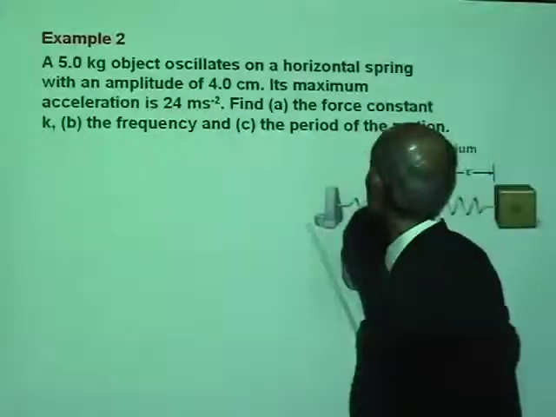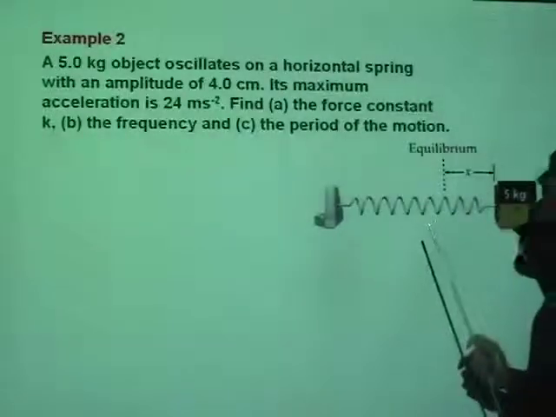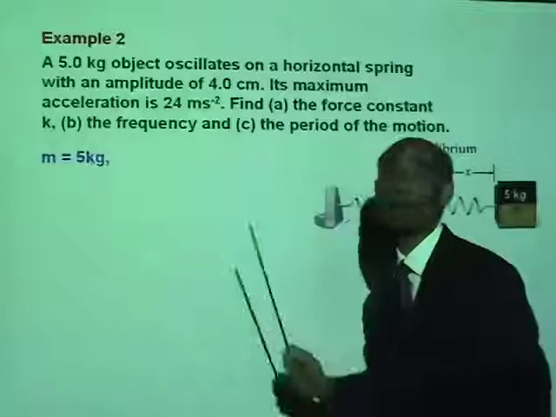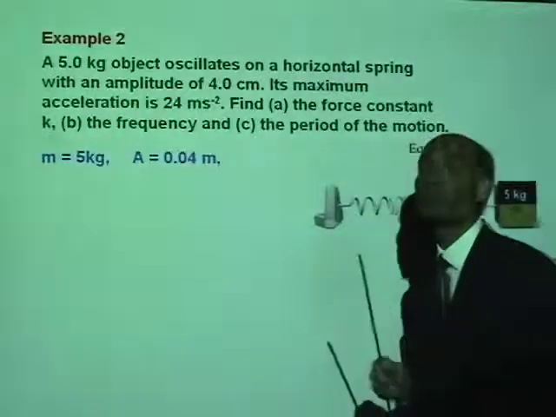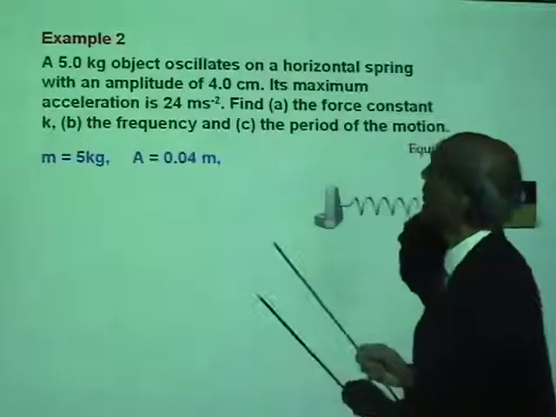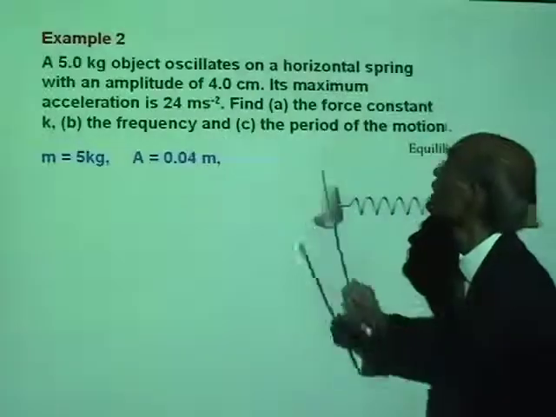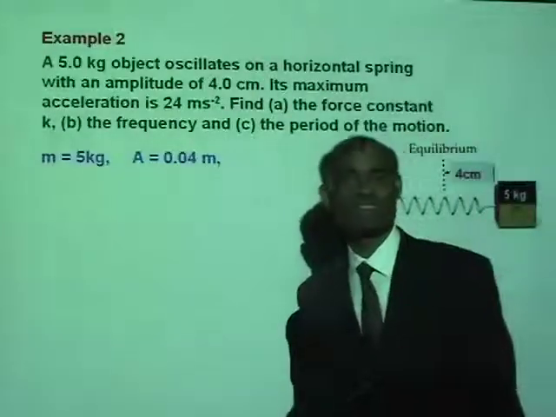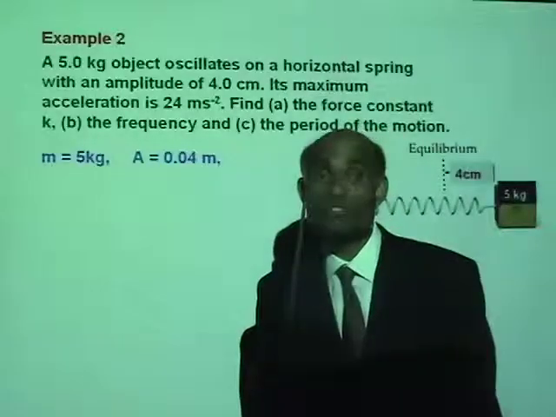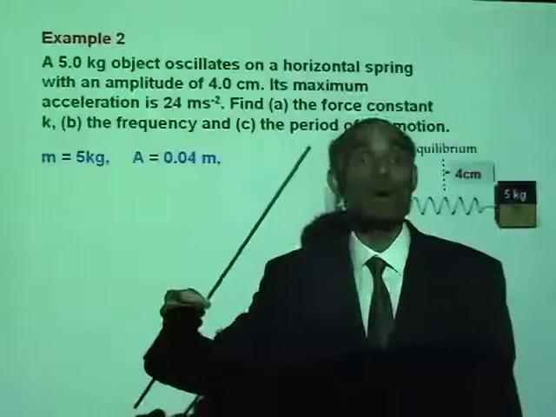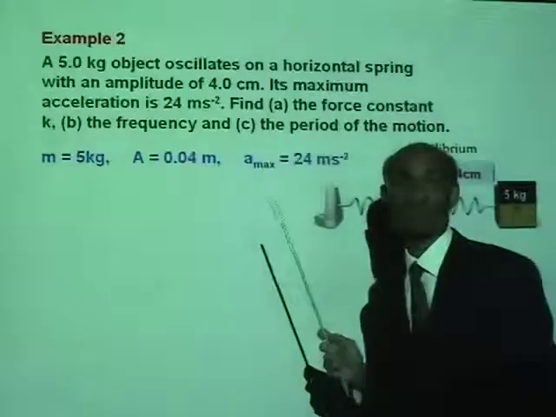Okay, let's start picking the data. The mass of the object is 5 kilograms, M equal to 5 kilograms. Amplitude is given to be 0.04 meter. And now, what else do we have? The maximum acceleration is given to us. Do you know the equation for maximum acceleration? Maximum acceleration is A omega squared. There you are. A max is given to us.